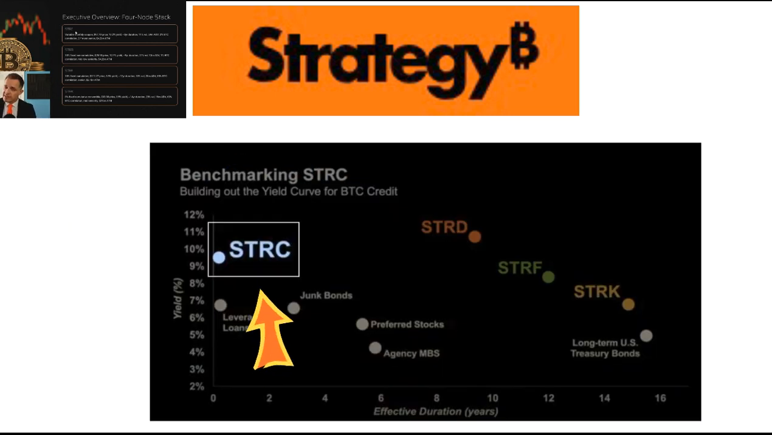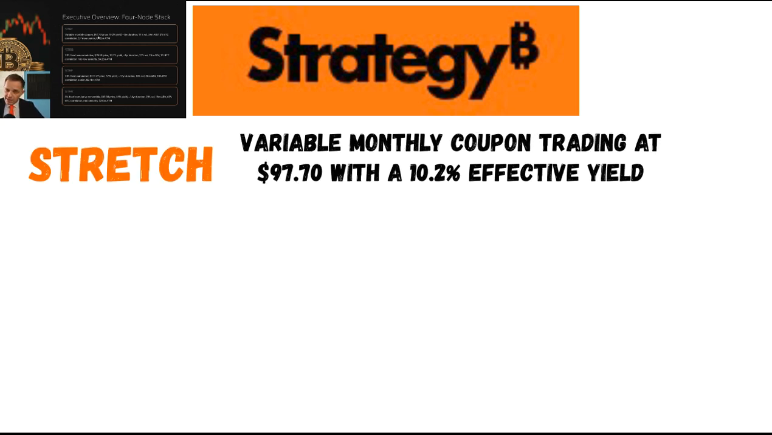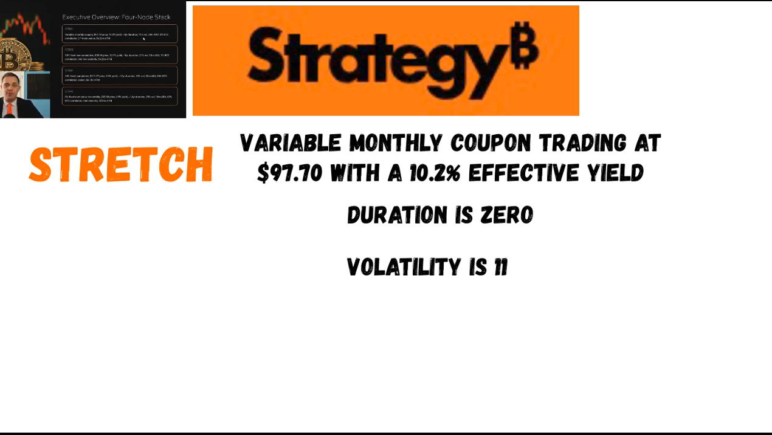Stretch sits at the front of the curve with a variable monthly coupon, right now trading at $97.70 and also paying a 10.2% effective yield, which is massive. The duration is essentially 0 and the volatility is a very calm 11%. And the average daily volume is about $59 million, which means that you can move size without slippage. It also carries the second highest seniority under Strife.